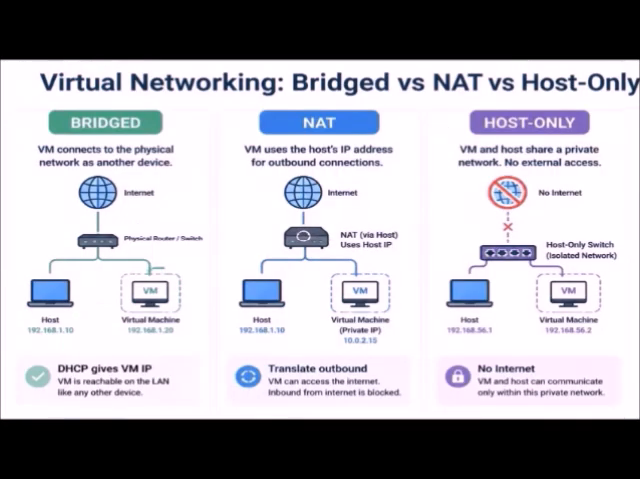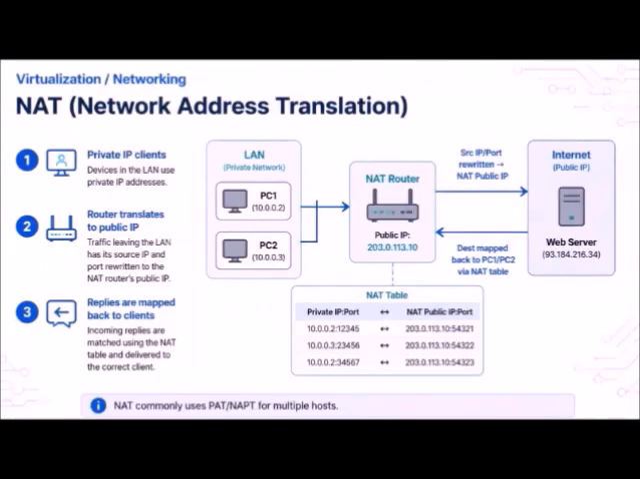Virtual networking configurations. Bridge networking connects the guest VM directly to the physical network, obtaining its own unique IP from the local DHCP server. NAT, Network Address Translation, shares the host computer's external IP address, translating outbound traffic to mask the VM. Host-only networking creates an isolated software switch connecting only the host and guest VMs, providing no access to external networks or the internet.